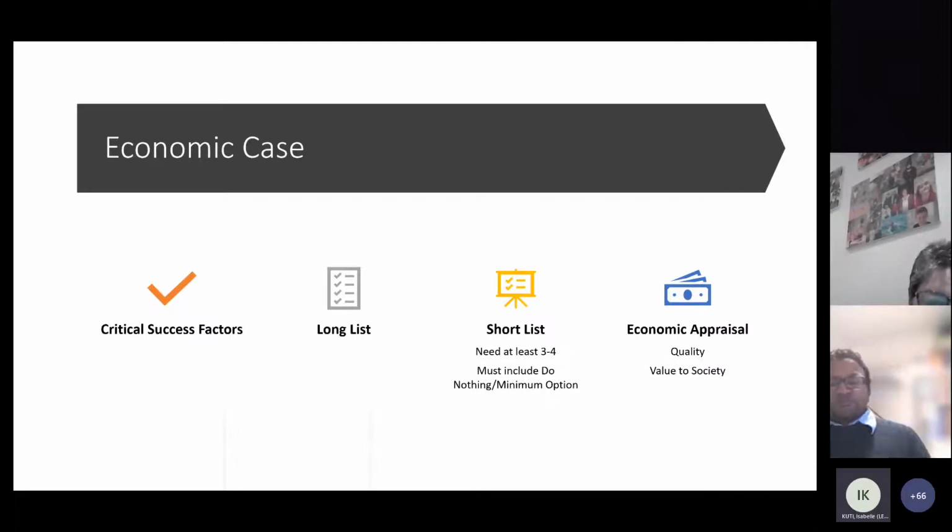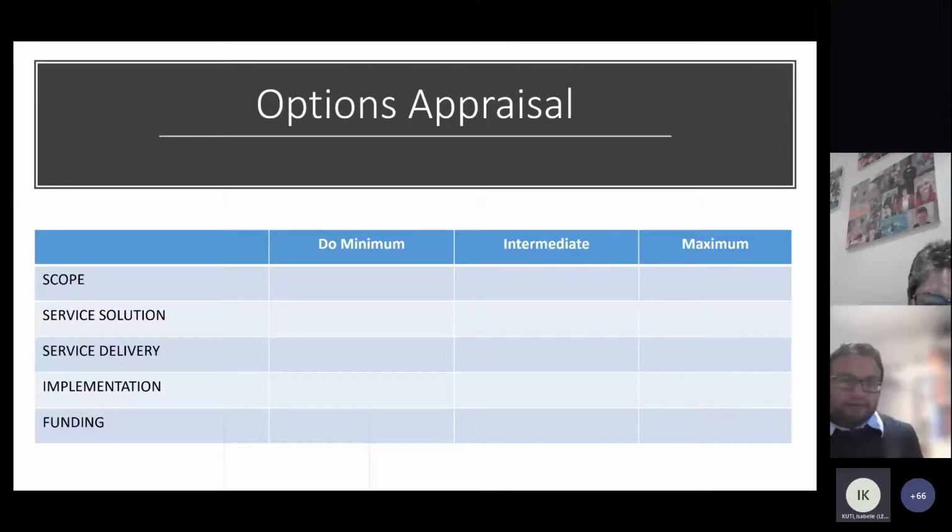So when you come to do your options appraisals, there are lots of different ways of doing it. Again, you can just use your criteria and weight them and do it that way. Another option is to do it in this way, which is basically using a matrix. You can use this to fill in your options and then build your options up from there.